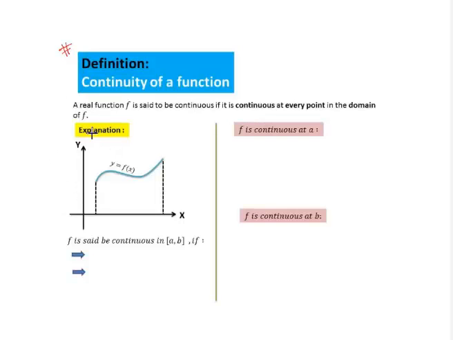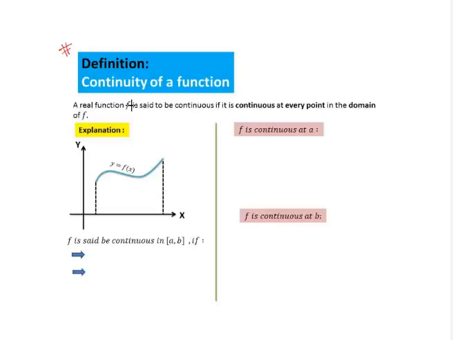Okay, so in the previous 4 questions we dealt with the continuity of a function at a particular point. So we checked whether the function is continuous at x equal to 0, or at x equal to 1 or 2, and so on. Now the next definition is the continuity of a function.